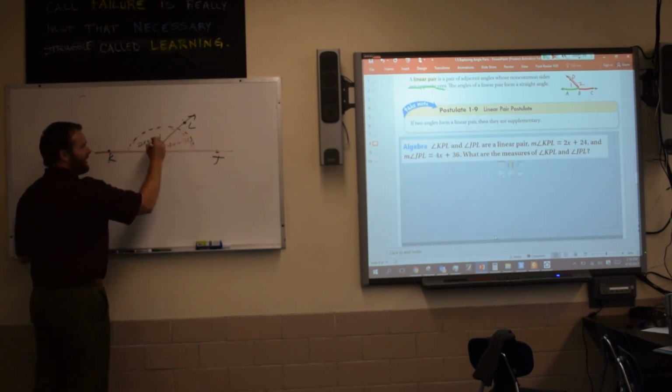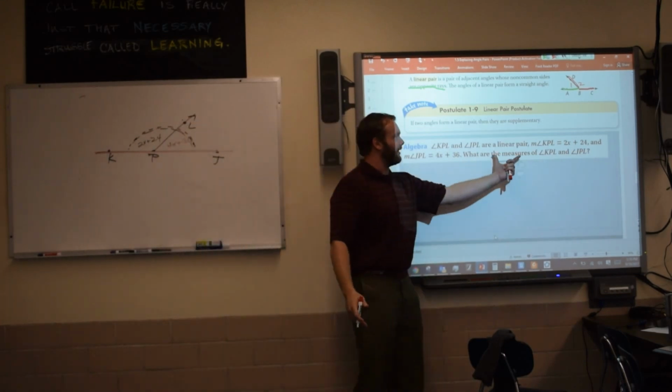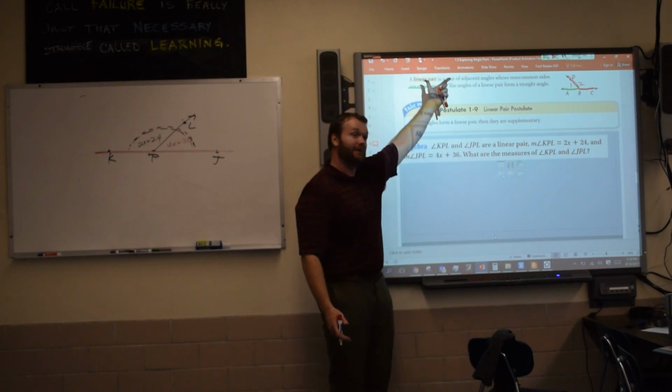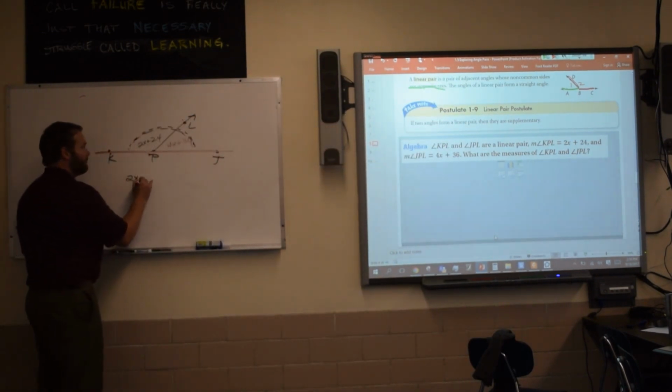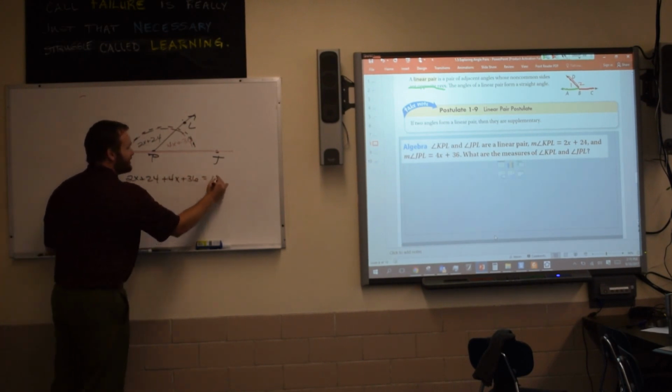What are those two angles going to add up to? 180. Because by knowing a linear pair, and then linear pairs are supplementary, and then working back to the last slide, supplementary meant to add up to 180, we now know we can take 2x plus 24 plus 4x plus 36 is equal to 180.